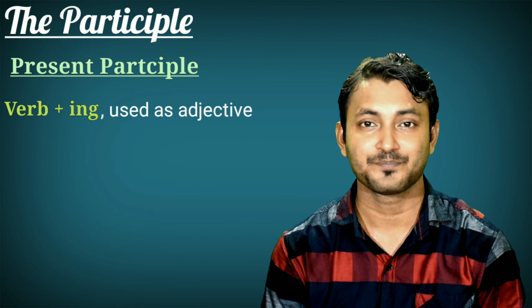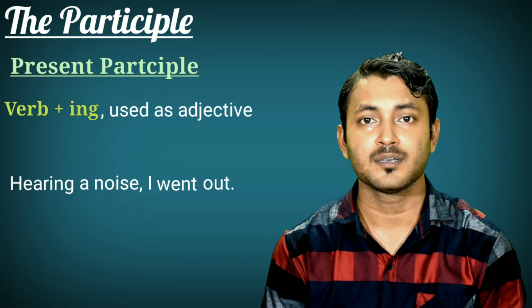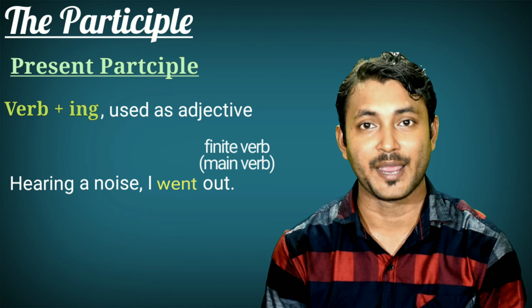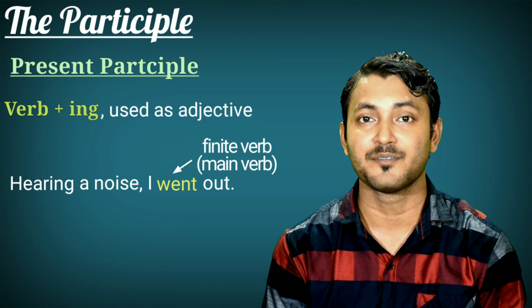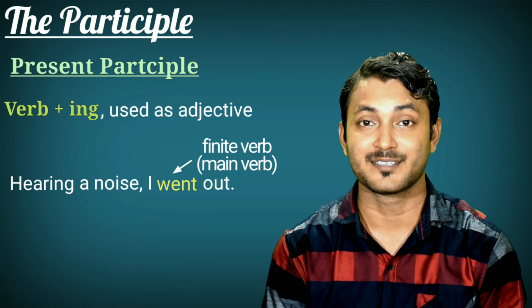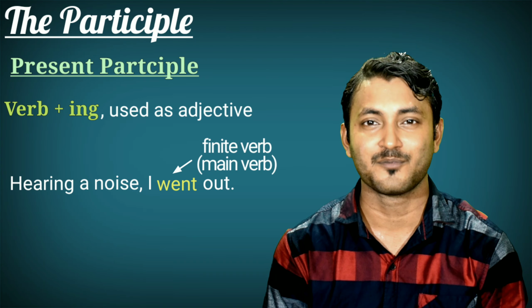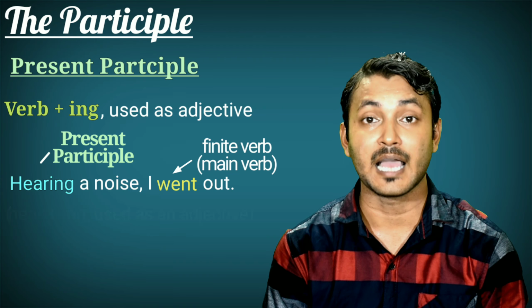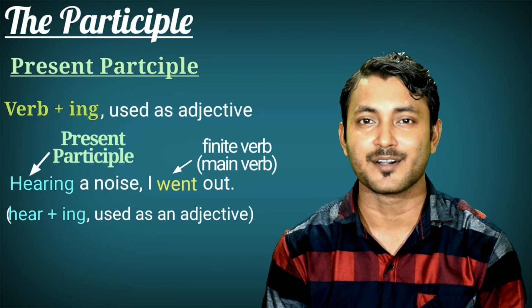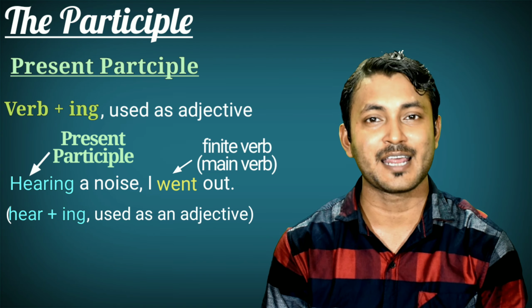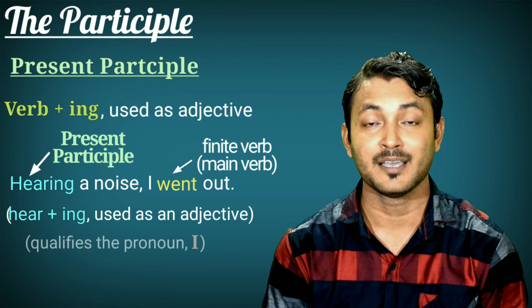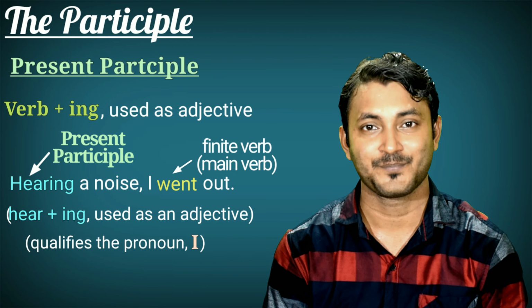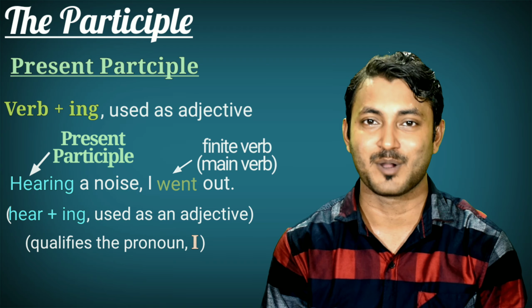Another example. Hearing a noise, I went out. In this sentence, the main verb is went. It is the past form of the verb go. But besides this verb, there is another verb form used in this sentence, that is hearing. It is the ing form of the verb hear, and it is used as an adjective, that is qualifying the pronoun I. So it is a present participle.